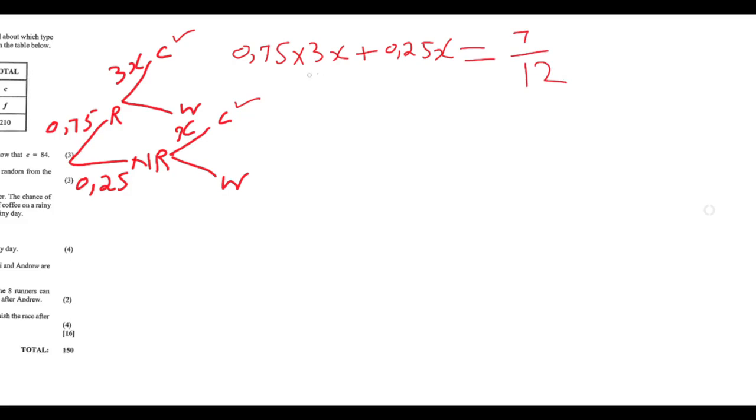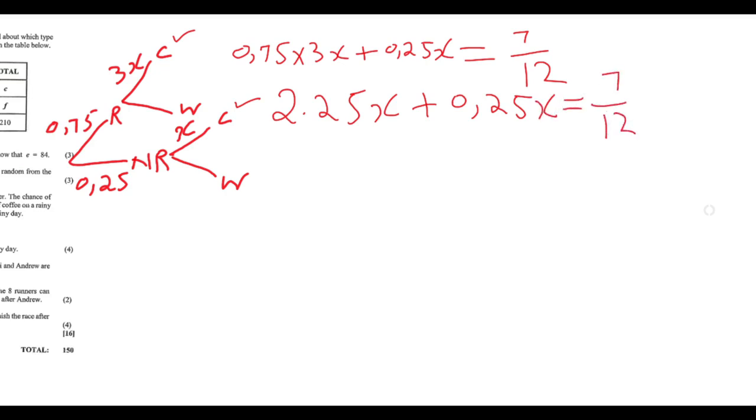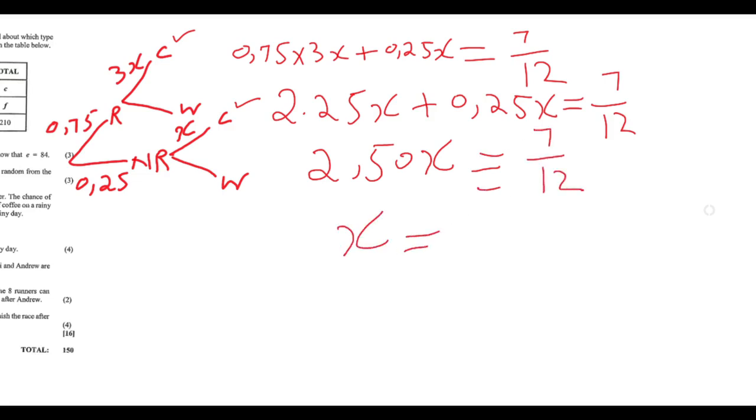Now I'm going to solve for x here. I multiply, this becomes 2.25x plus 0.25x is equal to 7 over 12. Solve for x: 2.5x is equal to 7 over 12. So x is going to be 7 over 12 divided by 2.50. The answer will be 7 over 30. I use my calculator, or you can say 0.23, same thing.